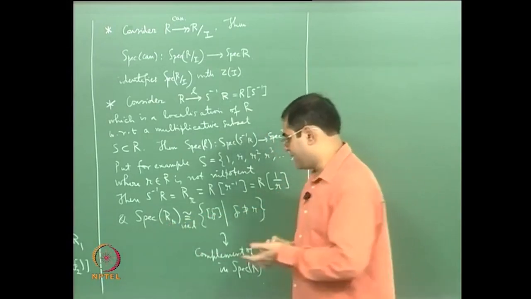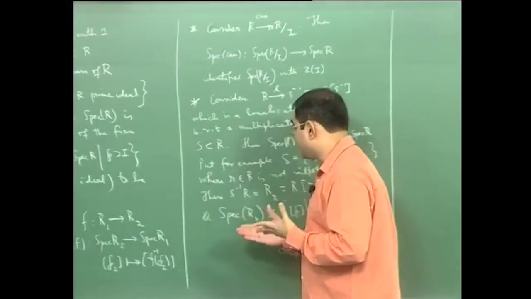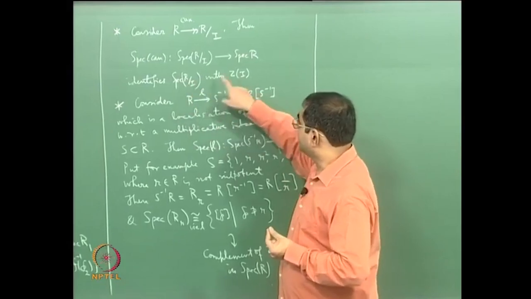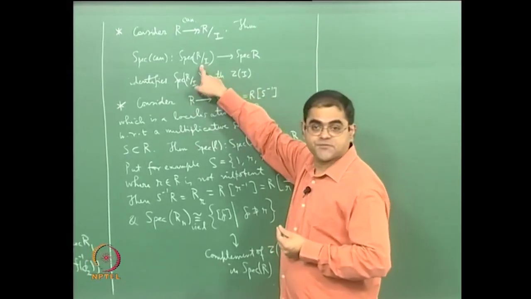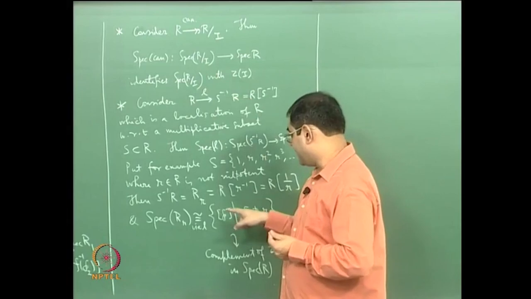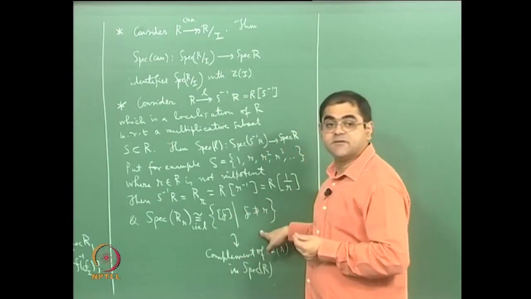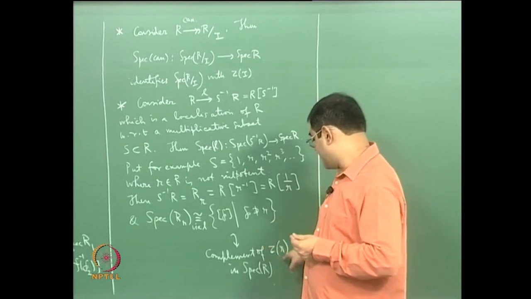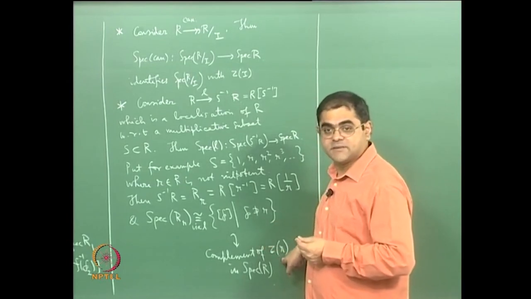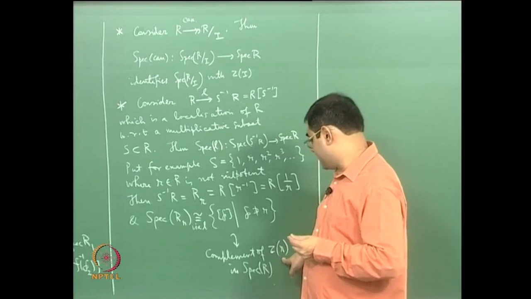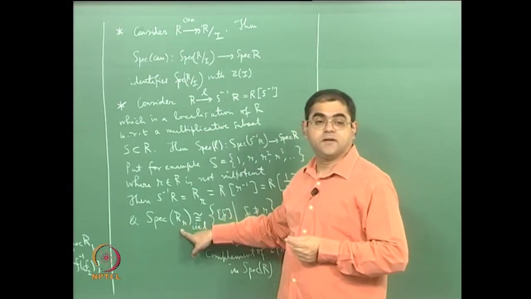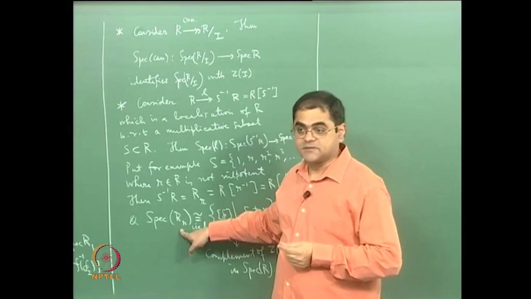So roughly the point is that closed subsets correspond to quotients, okay, and open subsets given by complement of a single function or a single element, the zero locus of a single element, they correspond to localizations by that element, okay.